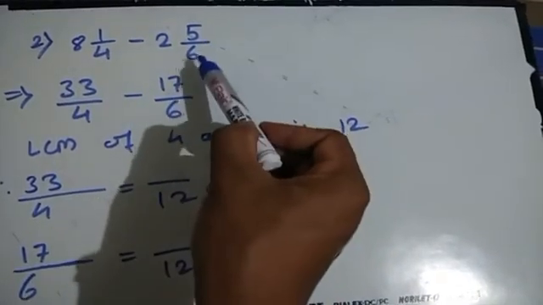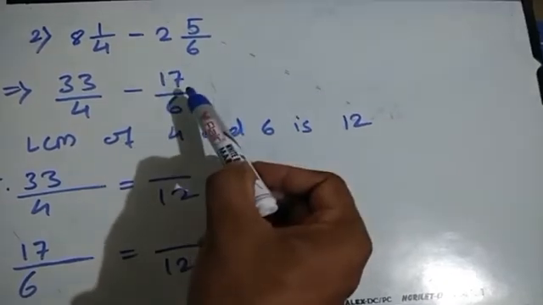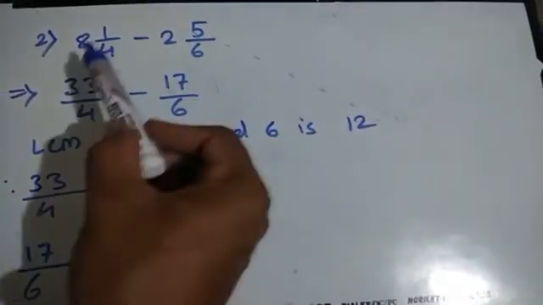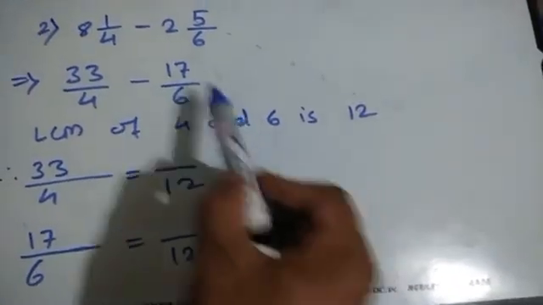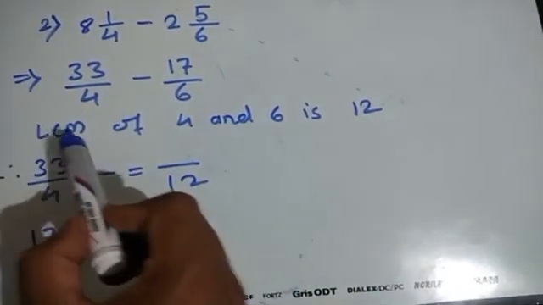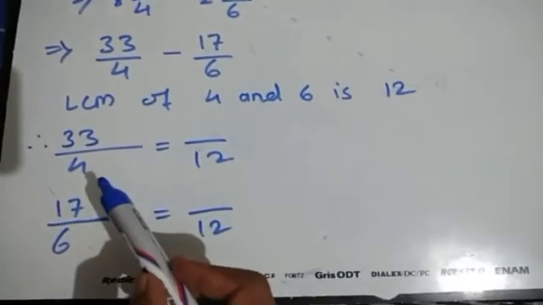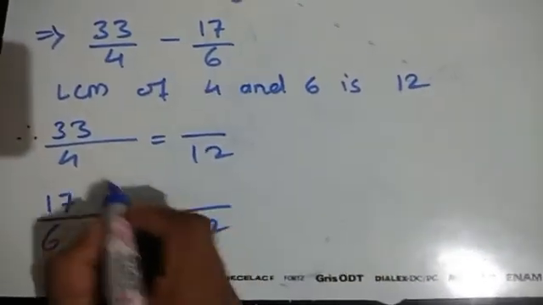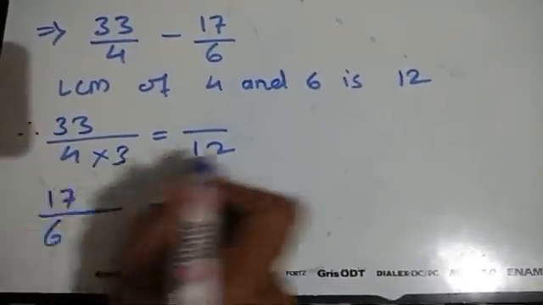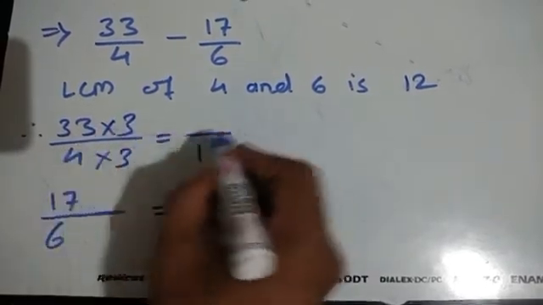6 2s are 12, 12 plus 5 is 17, so 17 upon 6. So these mixed fractions we converted into improper fractions. Now use the same process. Now the LCM of 4 and 6 is 12. Now see here, this 4 will become 12 by multiplying with 3. So 4 3s are 12 and here also multiply by 3. So it will become 99.